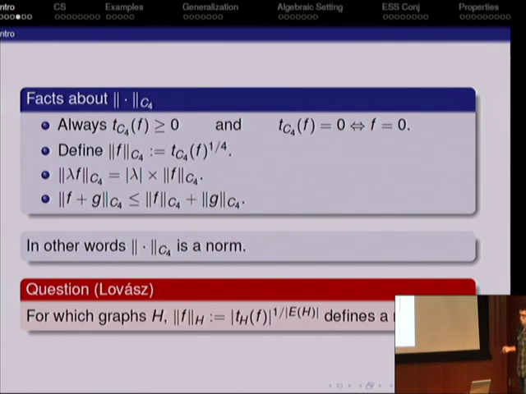And the natural question that arises, and it's been asked by Lovász, is for which graphs H we get a norm if we look at a similar formula. I take the absolute value to make it more likely to be a norm, and then take the proper root. We're interested in the question of for which graphs H we get a norm. One example that we know here is the C4, but there might be other examples.